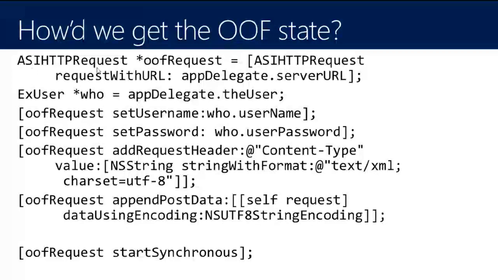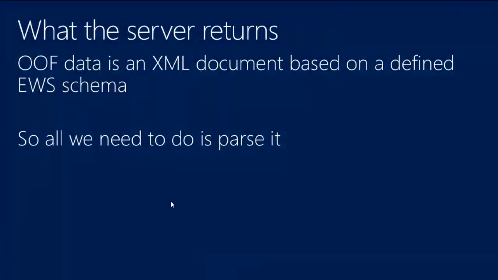We make an HTTP request that's going to a particular URL. We set the username and password on the request so that it will properly be authenticated when we make the request. We add this text XML header, and then we append this block of XML data for our post request. Then we, on the OOF request object, call start synchronous. So what comes back, actually, let me find you guys the actual request object so that you can see it.